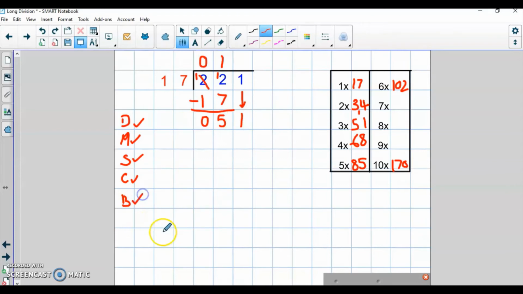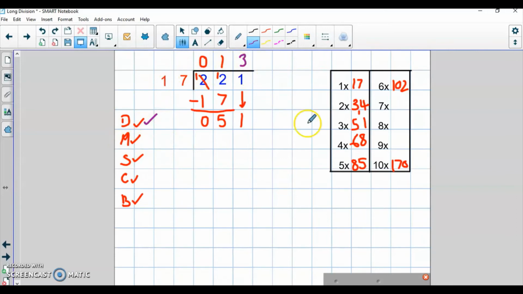51. Done. And now we go back to the top again. I'm going to switch colours just so I can keep ticking along. I'm going to switch to a purple. So I've now got 51. Let's start with divide. 51 divided by 17. Here I can get 3 whole groups of 17. Divide. Done. I'm going to carry it through.